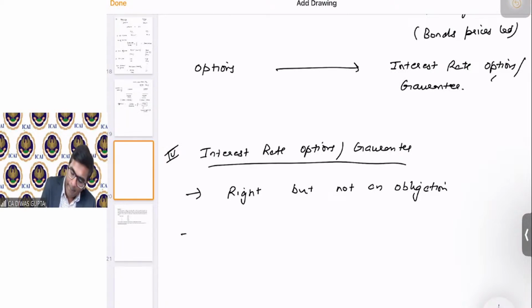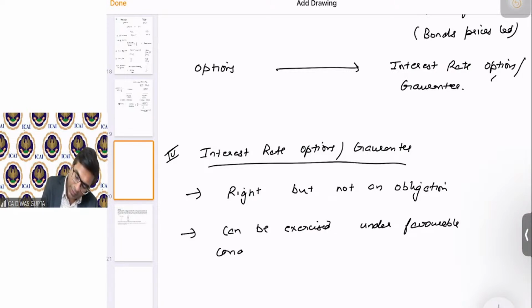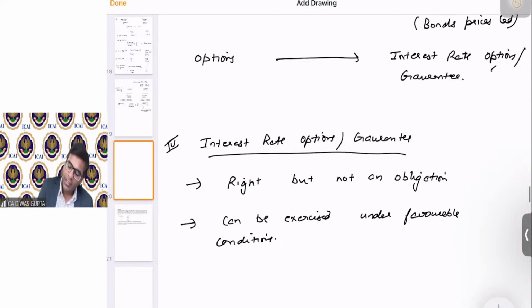It can be exercised under favorable conditions, right? That is where we called it in the money, out of the money, at the money. You remember all the payoffs we discussed. So the same thing. And it need not be exercised for unfavorable conditions.